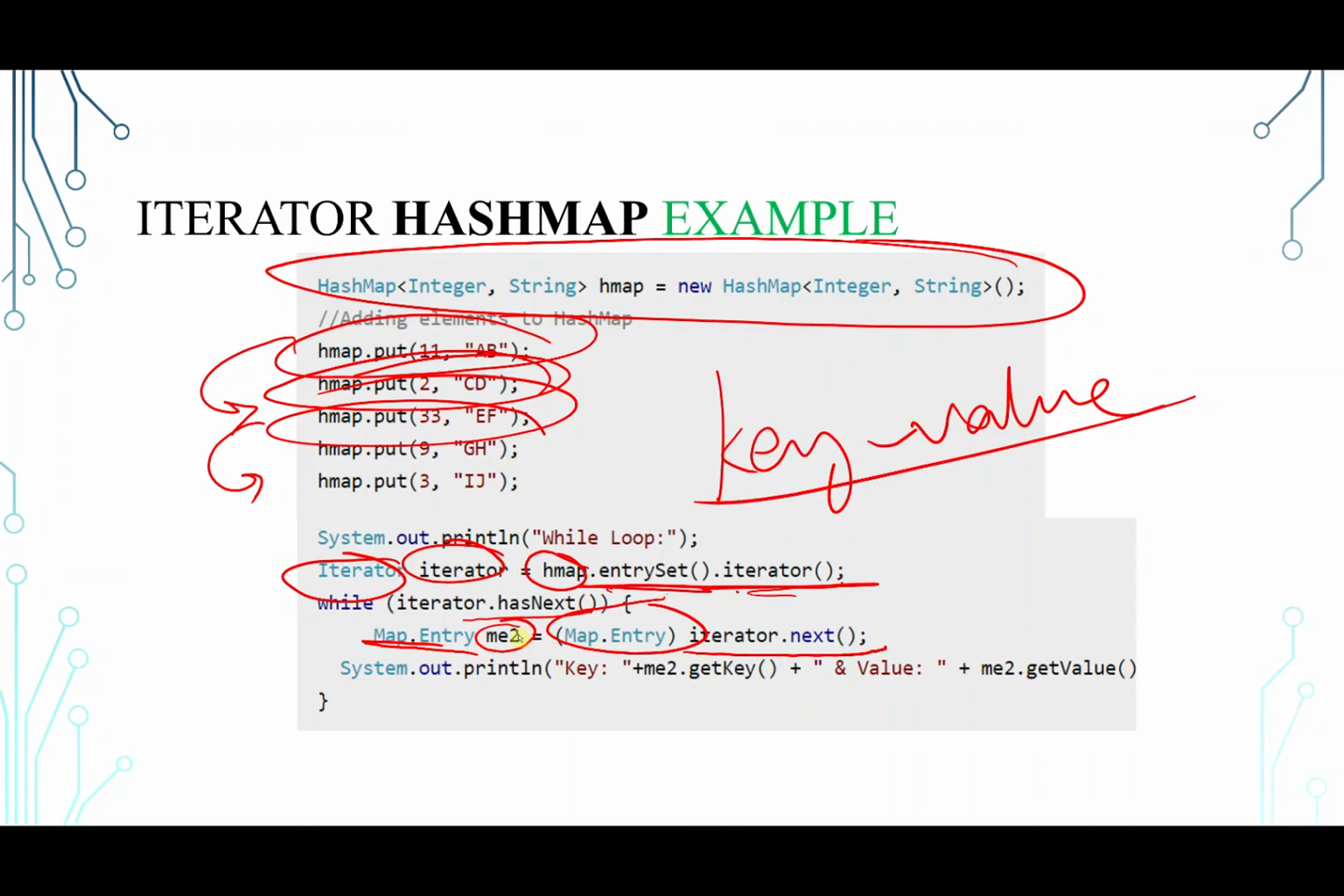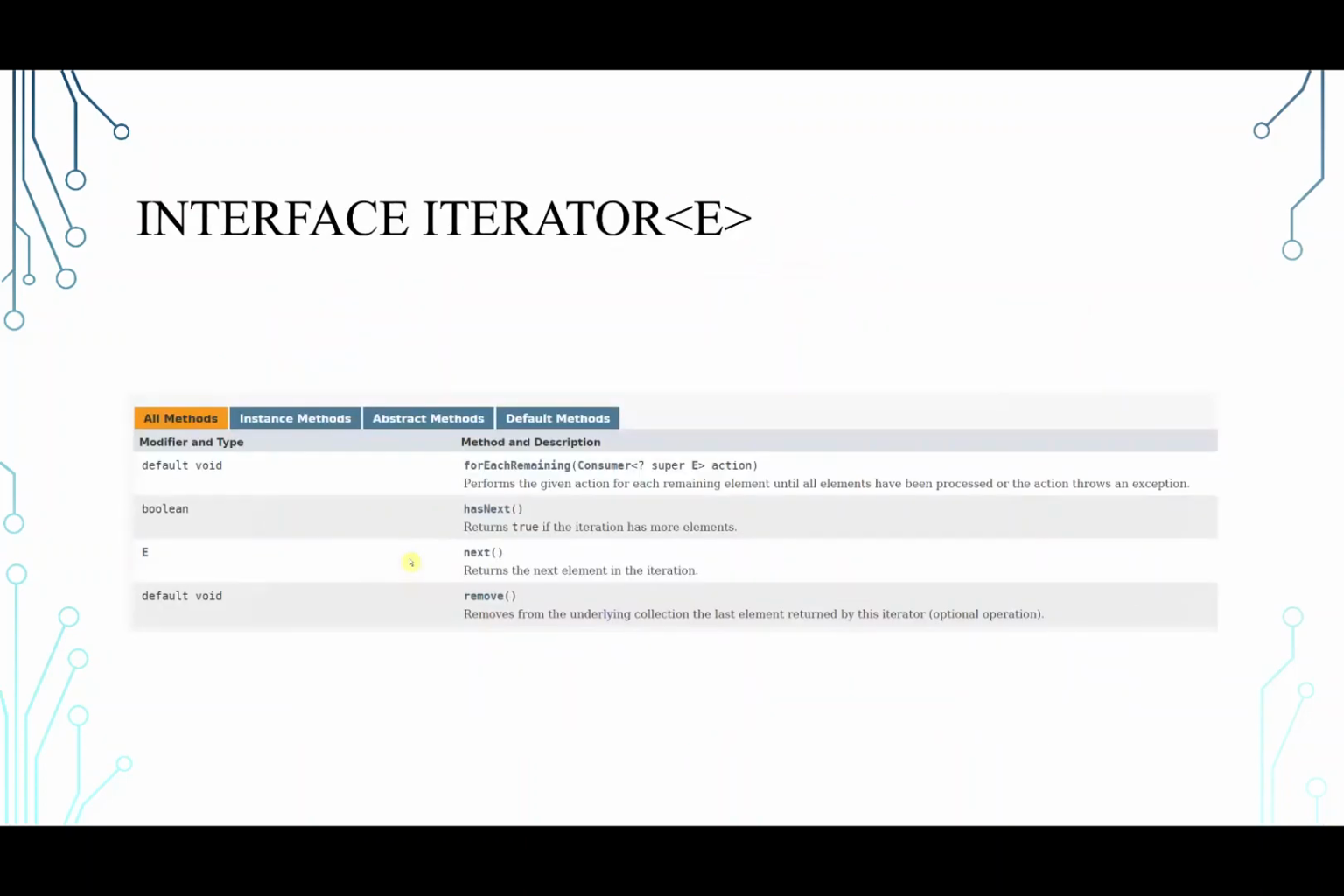And then you would get to me2.getKey(), which gets the key. me2, this variable name, dot getValue(), gets the value. And again, these names like me2, iterator, those are variable names. You can choose whatever you want. It does not have to be me2 or iterator. You can use anything.